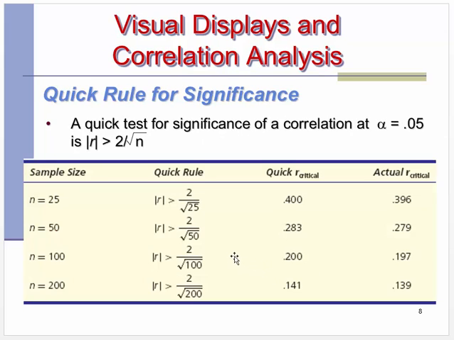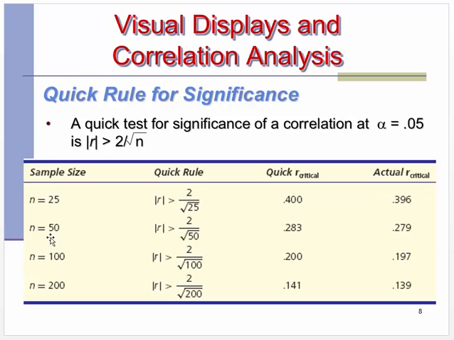There is a quick rule, a quick test for significance of correlation at alpha 0.05. That is, the absolute value of R is larger than 2 over the square root of n. Let's say, for example, if n is 25, then using the quick rule, the quick R critical is 0.4. The square root of 25 is 5, and 2 over 5 gives you 0.4. The actual R critical is 0.396. You can see they're pretty close to each other.